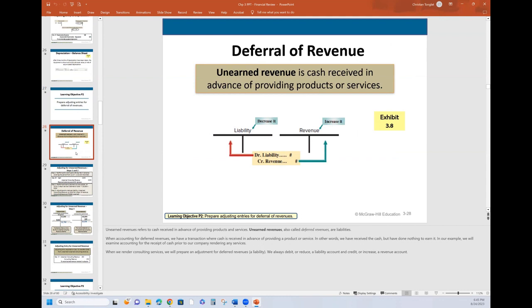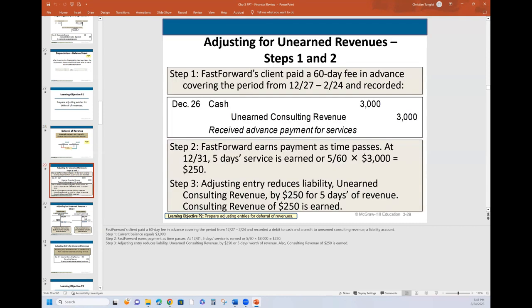Okay, so now we're going to talk about deferral of a revenue. So we have unearned revenue, which is the cash received in advance for products or services. So remember, we need to record that cash, and we also got to put the liability on the books, which carries a normal balance of a credit. So we're going to have a credit on the books.